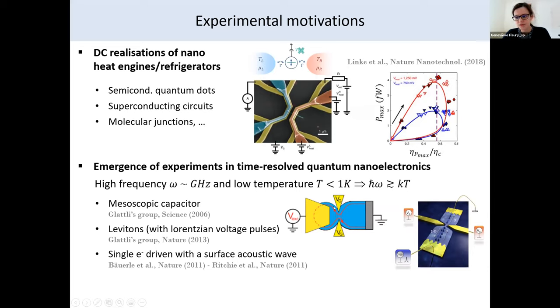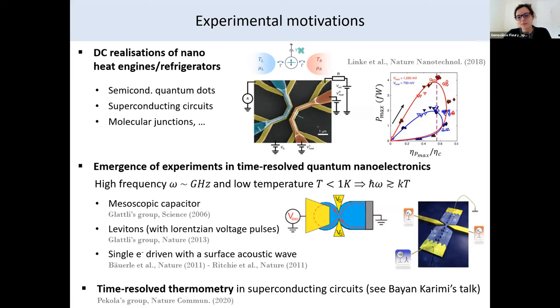Now the idea would be to combine those two sets of experiments in order to study thermoelectric effects in the dynamical regime. And a related breakthrough has been achieved recently in the group of Jukka Pekola. They have been able to implement a time-resolved thermometer in superconducting circuits. So I take the occasion to advertise the talk of Bayan Karimi tomorrow. She will probably discuss this experiment.